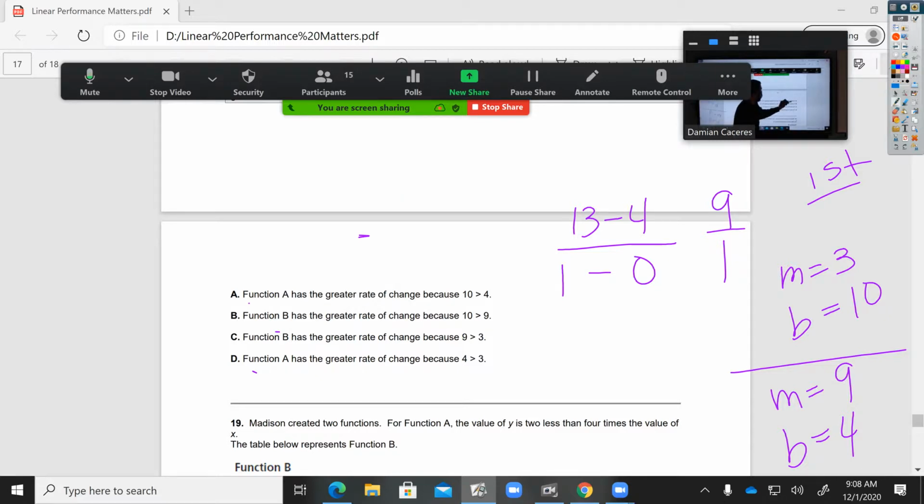Alright, here it says, function A has a greater slope. Let's see if it's correct. A has a slope of 3, B has a slope of 9. That's not right. That's incorrect.